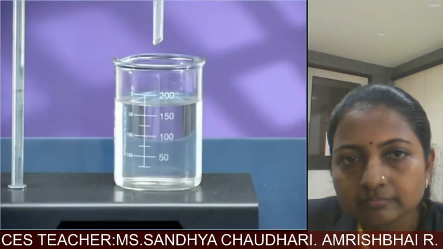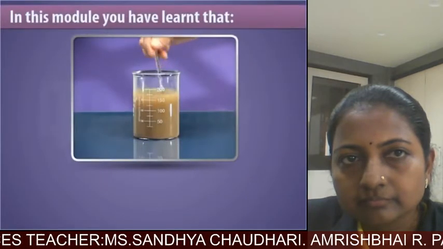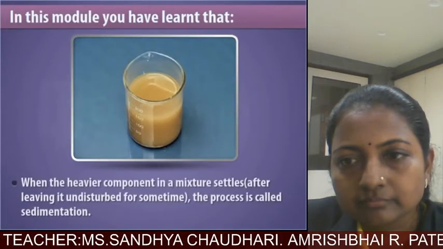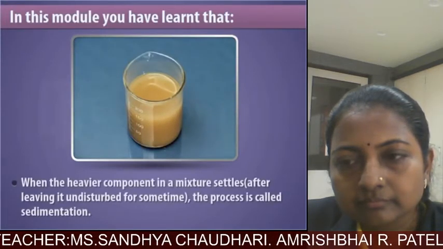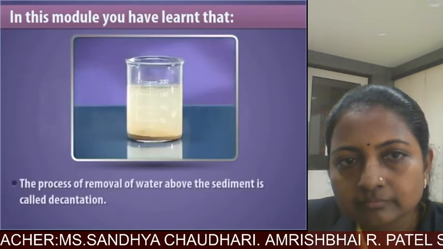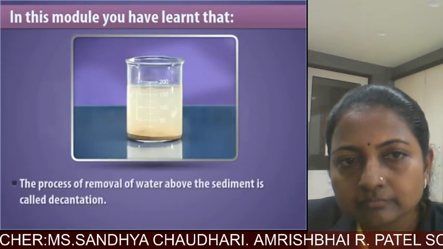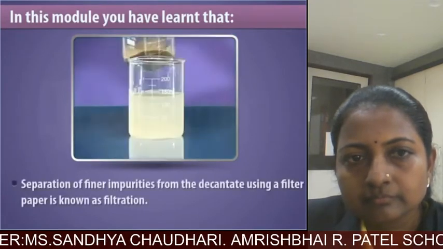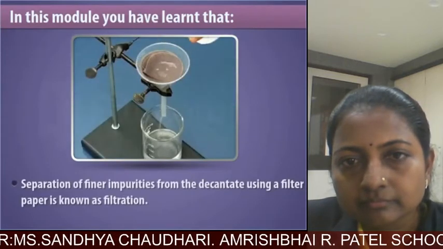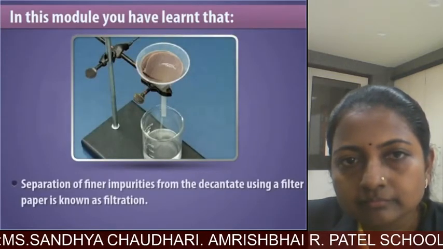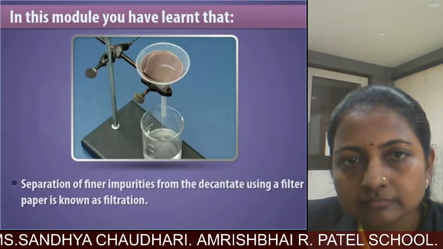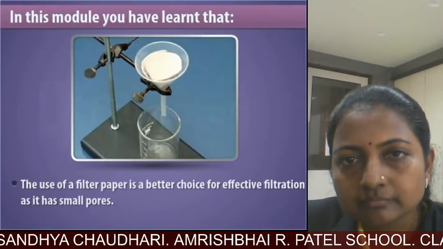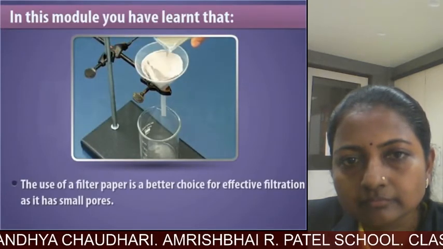from impurity. In this module, you have learnt that when the heavier component in a mixture settles, the process is called sedimentation. The process of removal of water above the sediment is called decantation. Separation of finer impurities from the decantate using a filter paper is known as filtration. The use of a filter paper is a better choice for effective filtration as it has small pores.